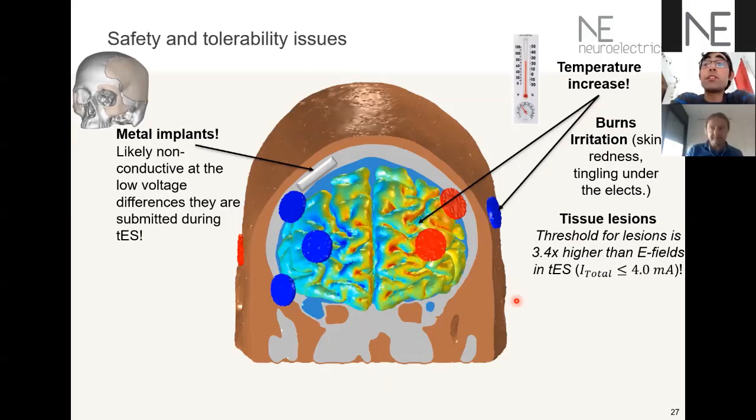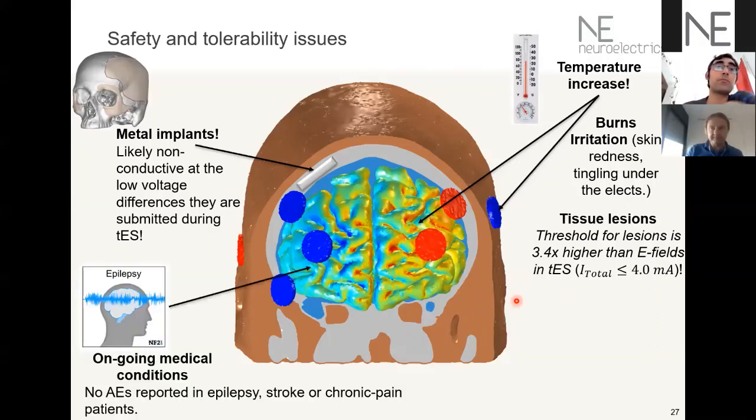Another important concern is related to metal implants, since many subjects that we do stimulate have some sort of metal implant in the head. These metal implants are likely non-conductive at the low voltages that we generate in the brain with tES. So they actually function as isolators instead of conductors. However, they still need to be modeled to accurately represent the effects that they might have on the electric field distribution.